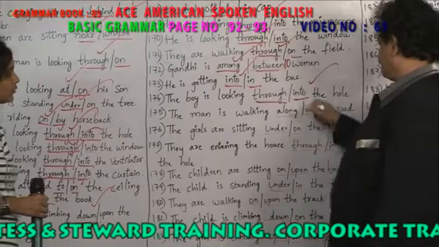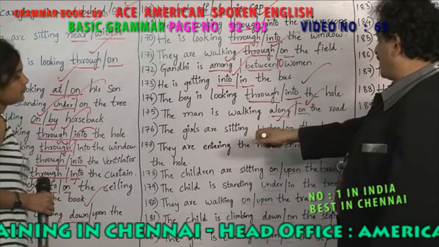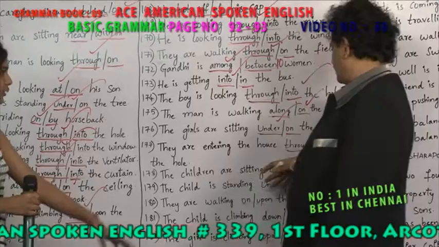The girls are sitting under the tree or on the tree? Under the tree, not on the tree. They cannot sit on the tree, so under the tree. They are entering the house through the hole or into the hole? They are entering the house into the hole.